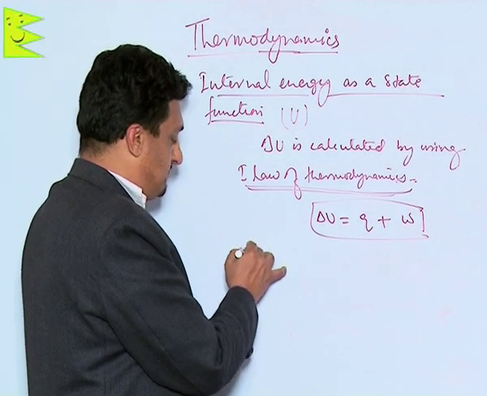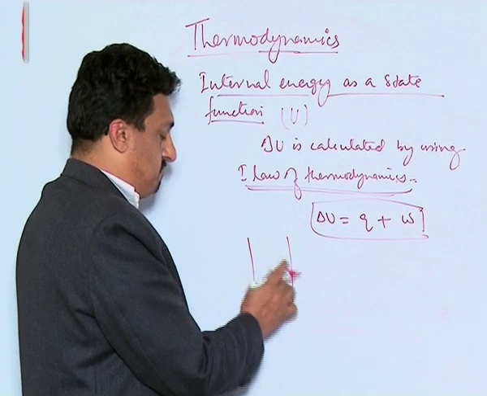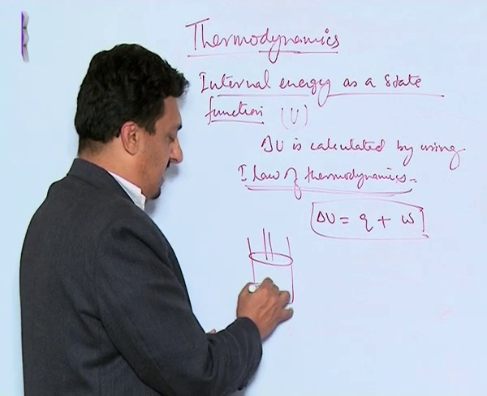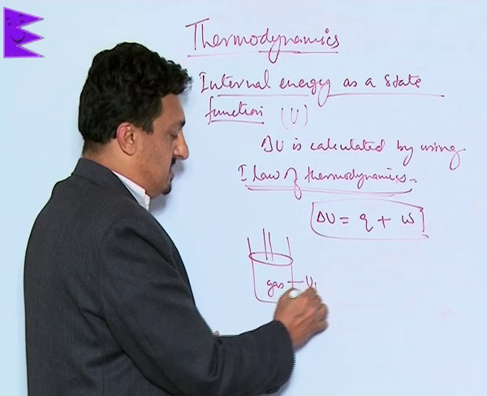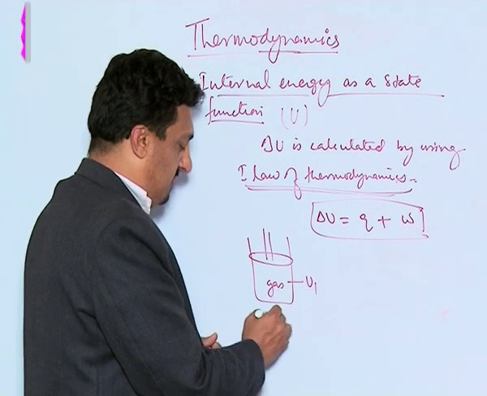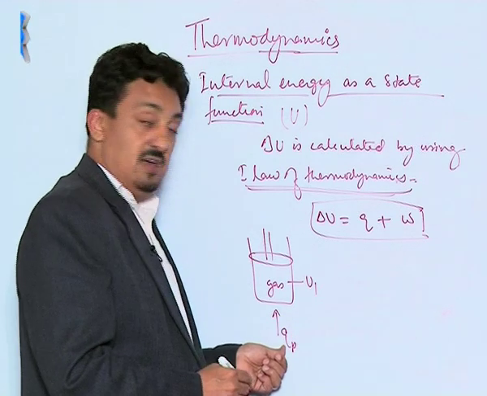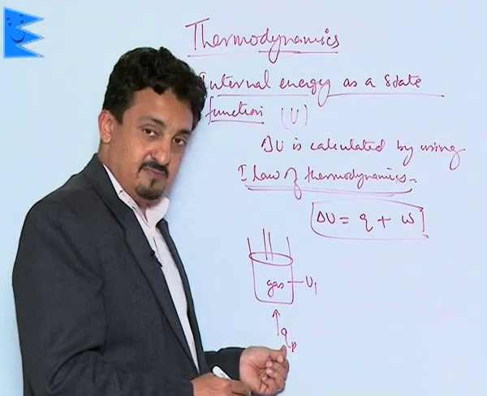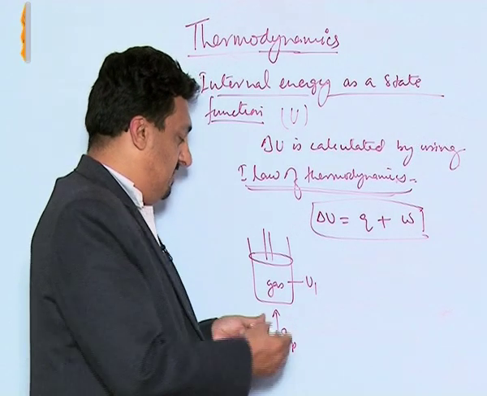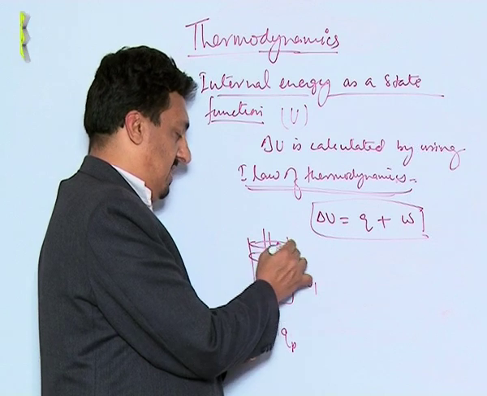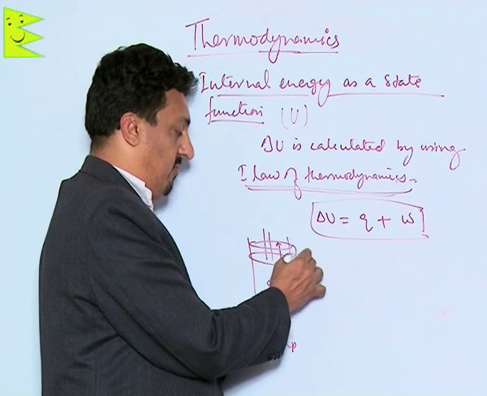Suppose we have a cylinder with a frictionless piston fitted on it, containing a gas whose internal energy was U1. We have given Q amount of energy to this gas at constant pressure. What will happen is that the gas will expand, it will move to this side. This much amount of work has been done.